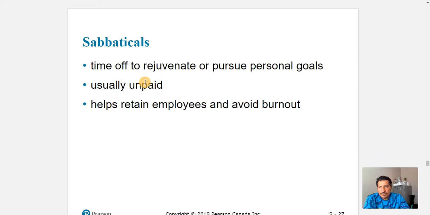Sabbaticals: time off to rejuvenate or pursue personal goals, like education or upgrading. Usually unpaid, they help retain employees and avoid burnout.